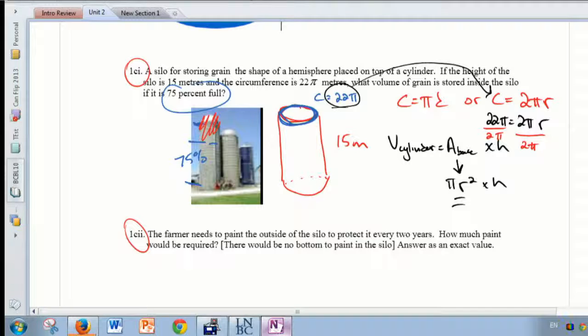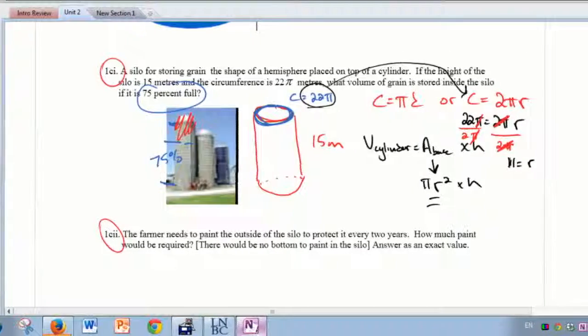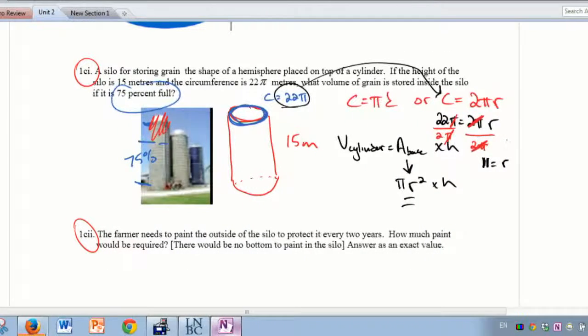Now, I have pi on the top and pi on the bottom. If I imagine dividing 3.14 by 3.14, I'm going to end up with just 1. So the pi's cancel. I'm going to have 22 divided by 2, which is going to give me 11. And this 2 pi cancels and this 2 pi cancels. So I just end up with 11 is equal to the radius. So the radius of the silo is 11 meters.